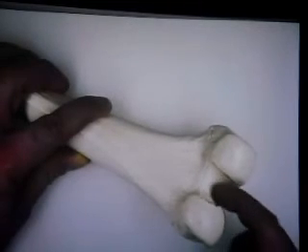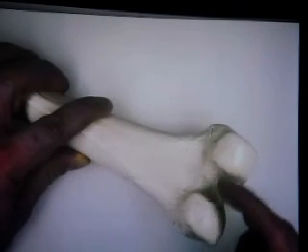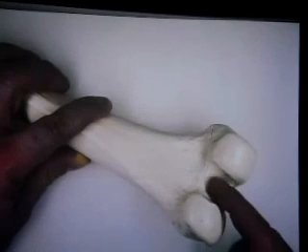And this area here that's between the condyles is called the intercondylar notch. So that between the condyles is called the intercondylar notch.